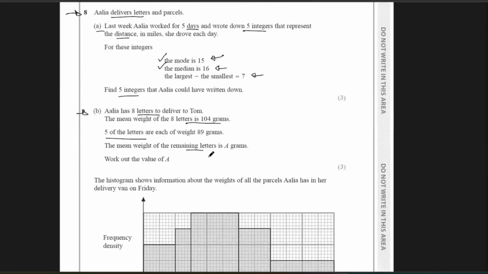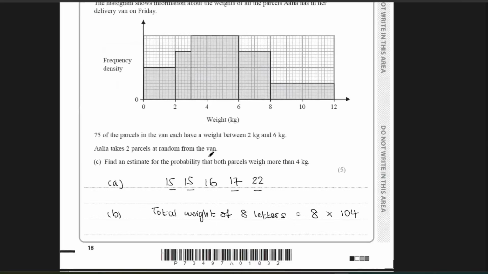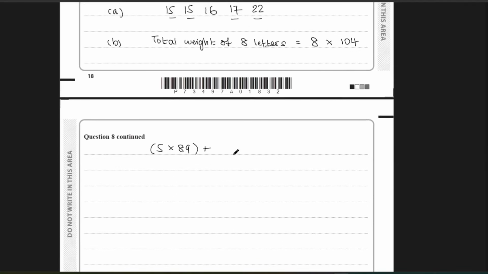So we can continue this equation. On the left-hand side, we can say 5 times 89 plus the remaining 3 times the mean weight A grams. These will add up to the total weight of 8 letters, which is equal to 8 times 104. Here we have an equation with one unknown, and we can solve this.